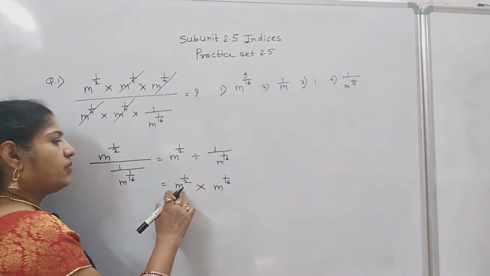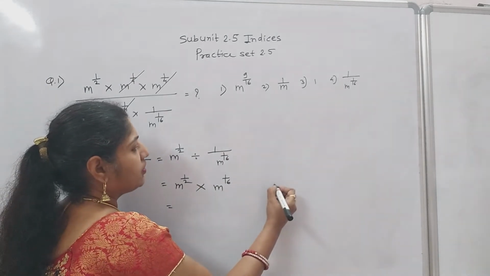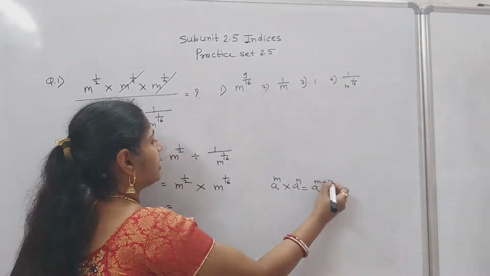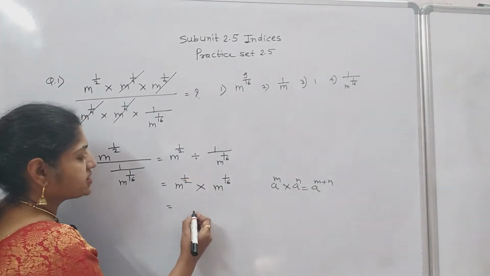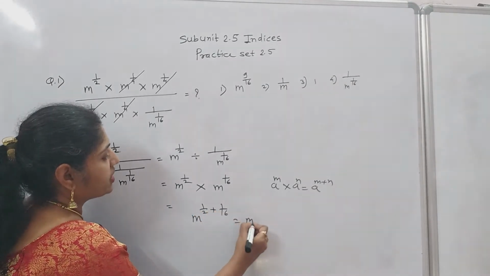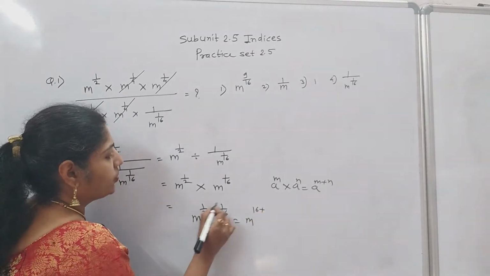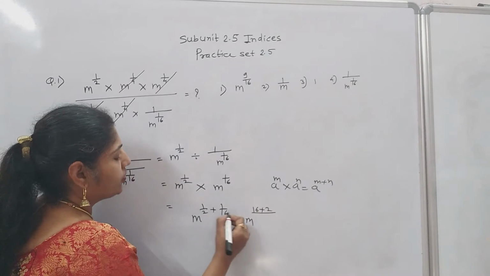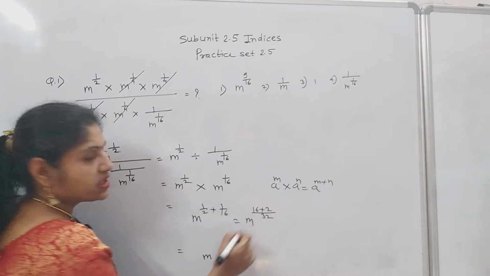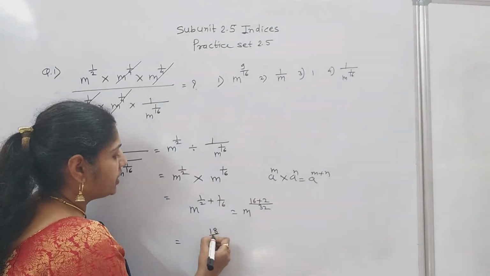Now, m is the base, equal base, and there is multiplication. Use the rule a raised to m into a raised to n equals a raised to m plus n. This rule is addition of the indices. So m raised to 1 half plus 1 upon 16. By cross multiplication, 1 into 16, 16, plus 2 into 1, 2, upon 2 into 16, 32. So the answer is m raised to 16 plus 2, 18, 18 upon 32.